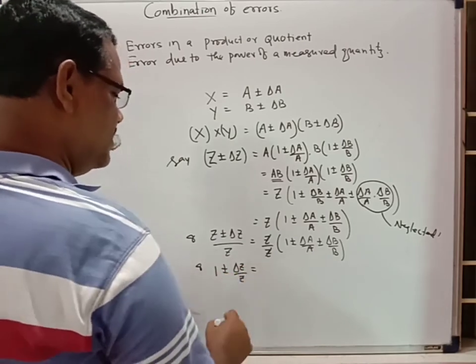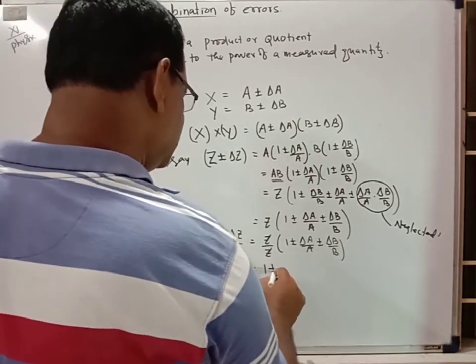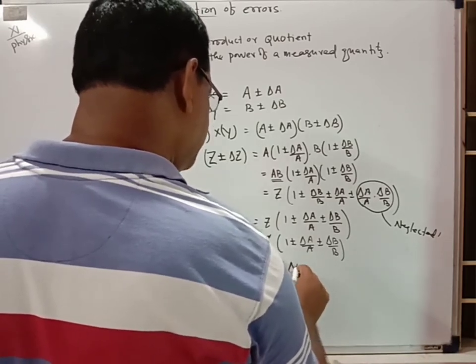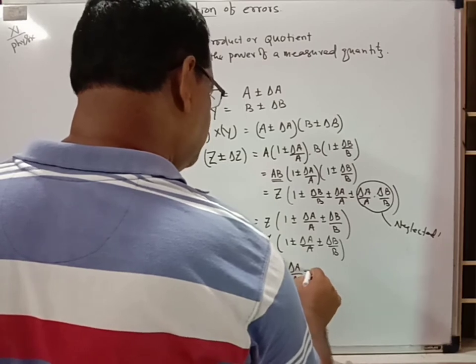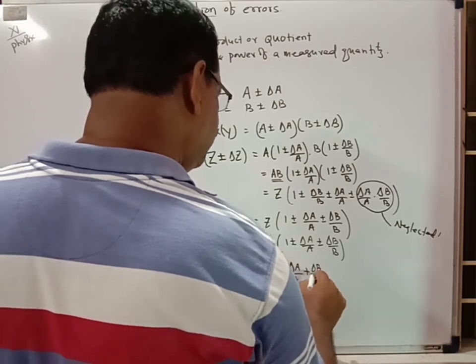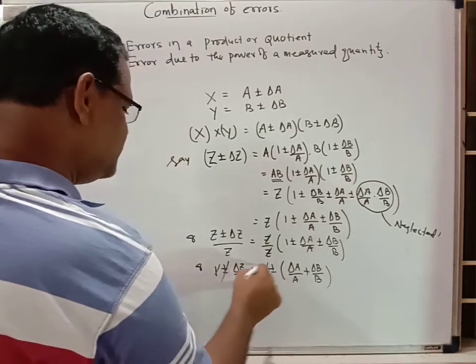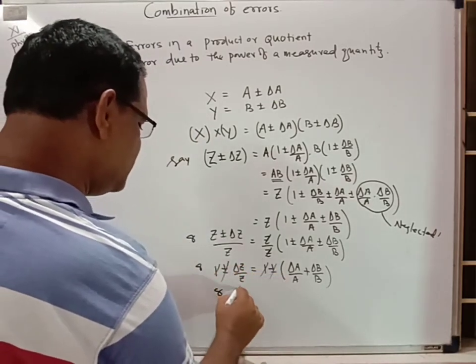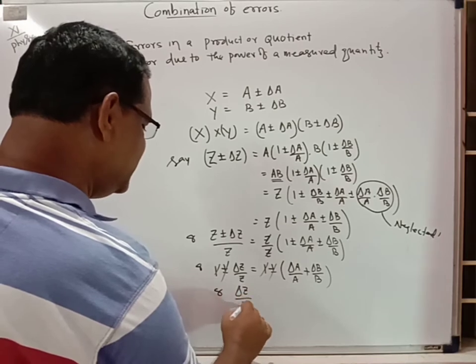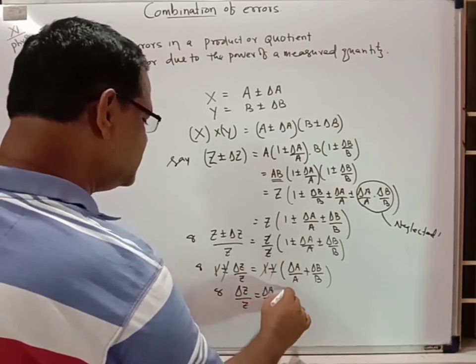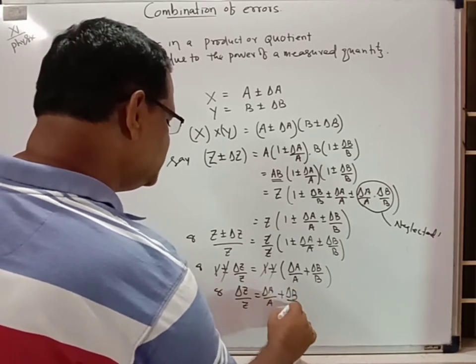So this will be equal to 1 plus or minus, if you take the common, delta A upon A plus delta B upon B. So this 1 cancels, plus or minus cancels, and finally you are finding delta Z by Z equal to delta A upon A plus delta B upon B. So this is the required expression.